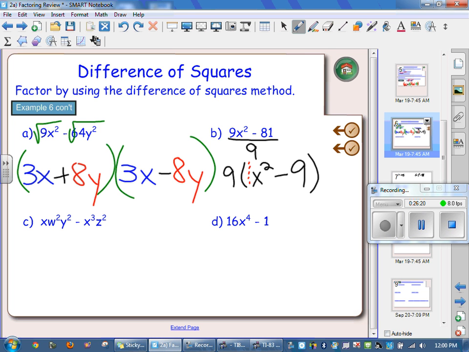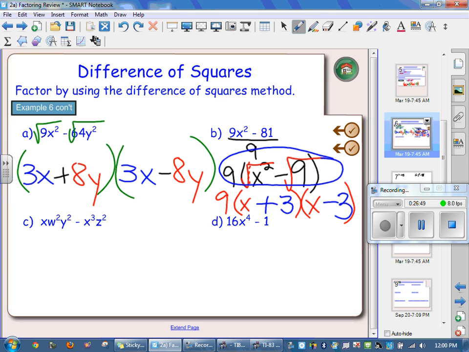Okay? So I open 2 brackets again. I square root and square root. I will get x at the front. I square root 9 and I get a 3 at the back. And now I separate them with a plus and minus. Okay? And now you're done. If you left it at the earlier step, you're not done yet. You would only get a half mark if you left it like that. You need to take it till it's fully simplified. That's fully factored.